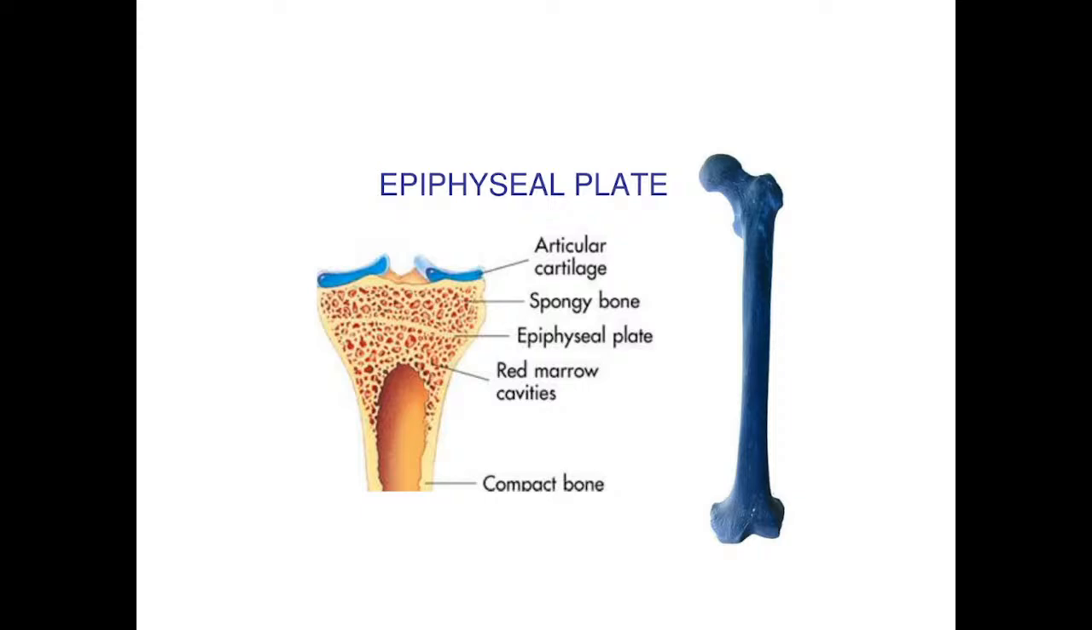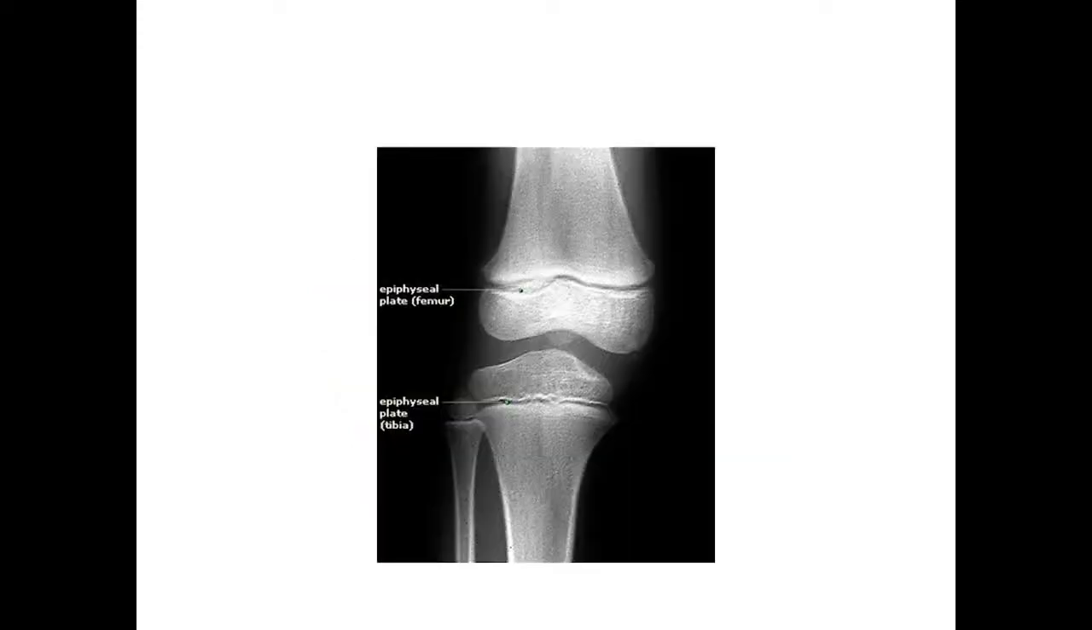In this slide you can see the epiphyseal plate structure. We can see the articular cartilage, the spongy bone here, and the epiphyseal plate. And when the patient has epiphyseal displacement, now on this slide you can see an X-ray of a child. In this X-ray you can see the epiphysis of the femur here, and the epiphyseal plate here. On this side, the child may have the displacement.